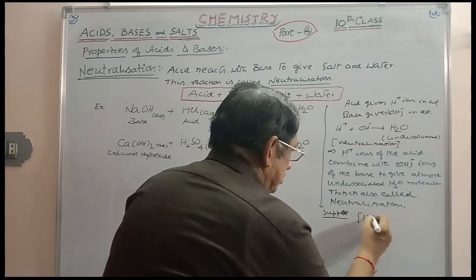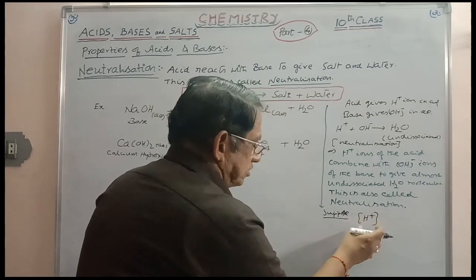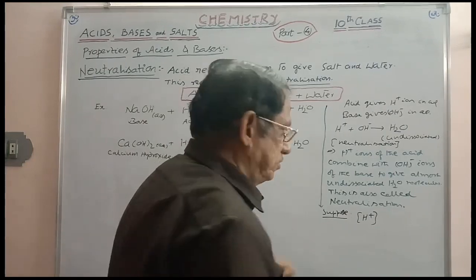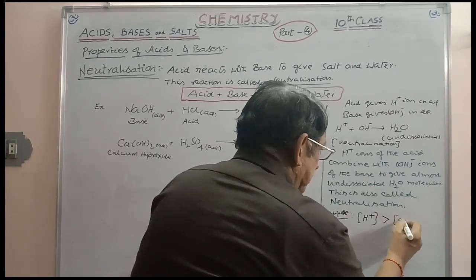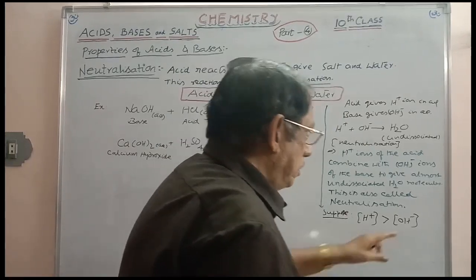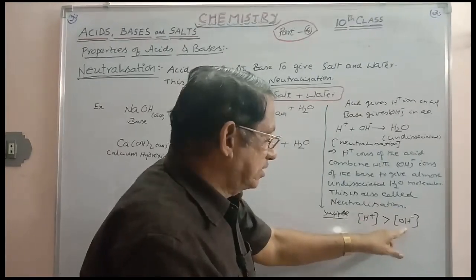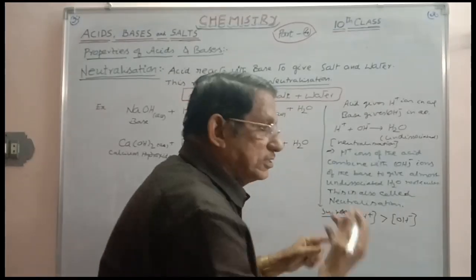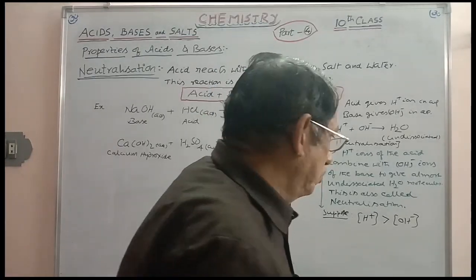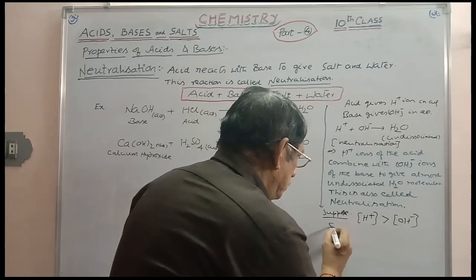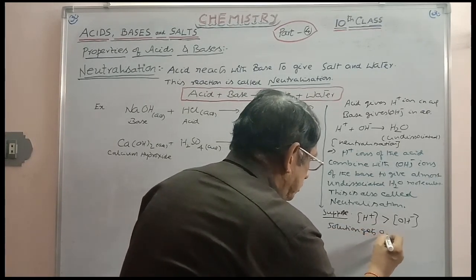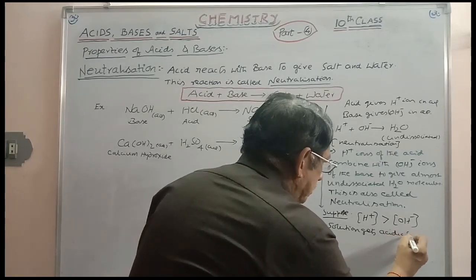Suppose, in square brackets, if you read H plus, this is the concentration of H plus ion. If the concentration of H plus ion is greater than the concentration of OH minus ions, all the OH minus ions are removed, converted into H2O. Still some more H plus ions are present and there are no sufficient OH minus ions, so the solution gets acidic character.